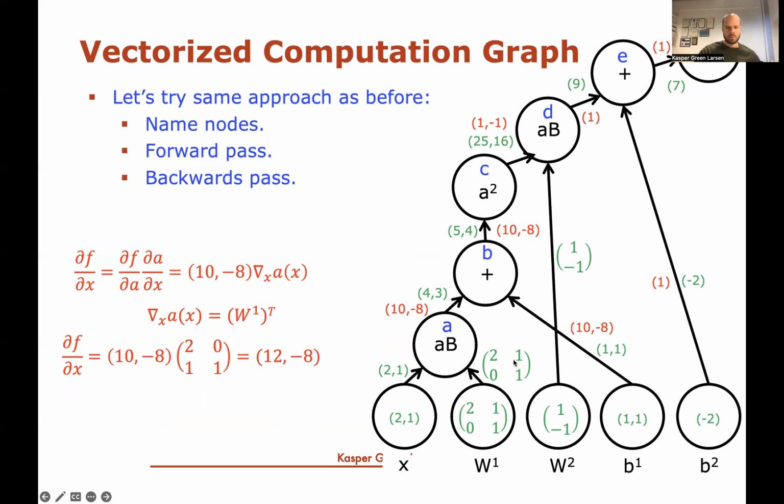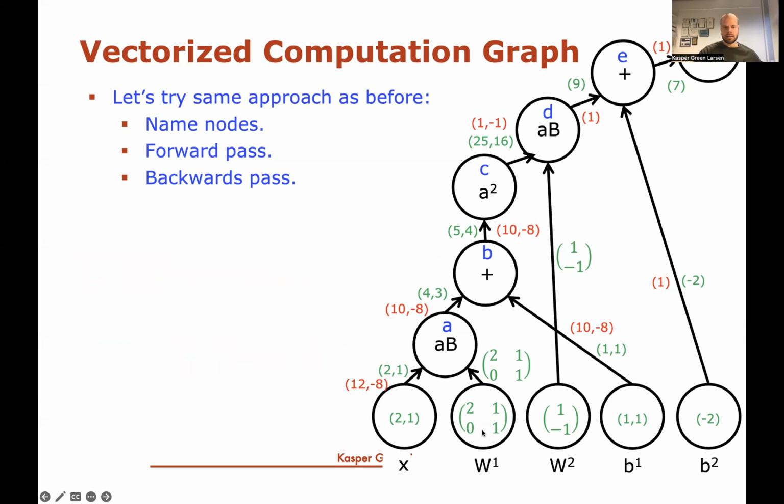So we plug in W1 transposed up here. So that's the 2, 0, 1, 1 matrix. We carry out the product between these two. So the first entry is 2 times 10 plus 1 times minus 8. That's 12. The second entry is 0 times 10 plus 1 times minus 8. So it's minus 8. So we're down here.